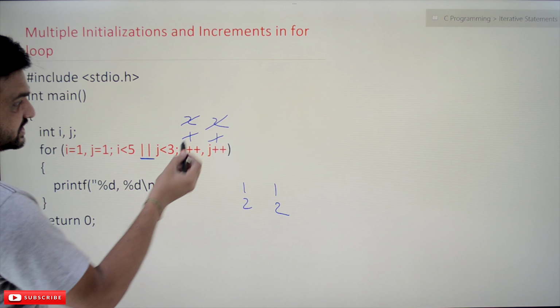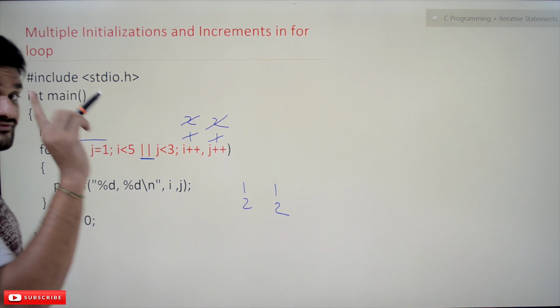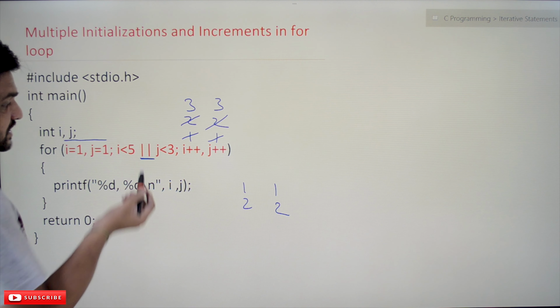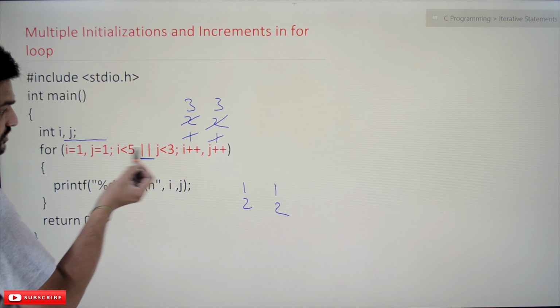Initialization is done only in the first step, and next they will get incremented to 3 3. Are both of them true? No, only i less than 5 is true. j less than 3 is false. But as only this condition is true, we are going to continue, because this entire expression is going to generate an output of true. 1 means true. So again, what are we going to print? We are going to print 3 and 3.